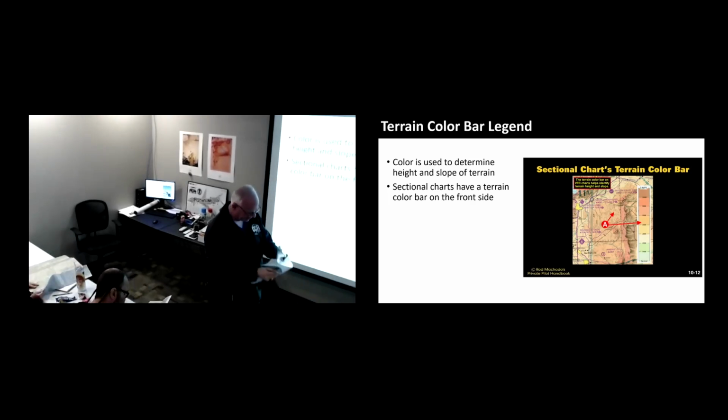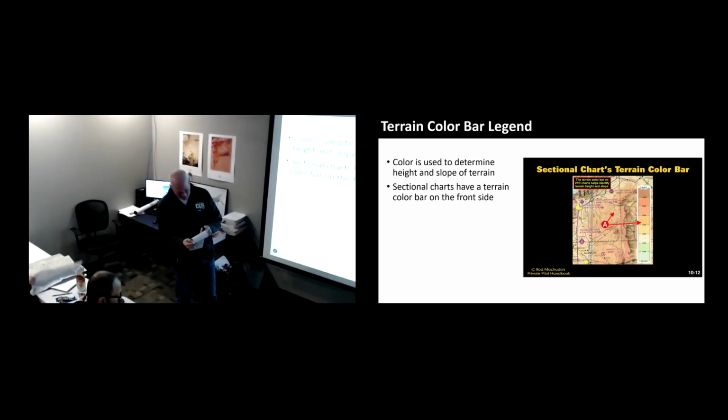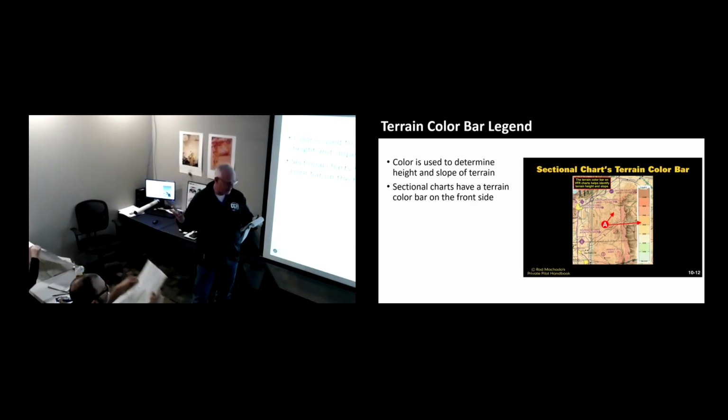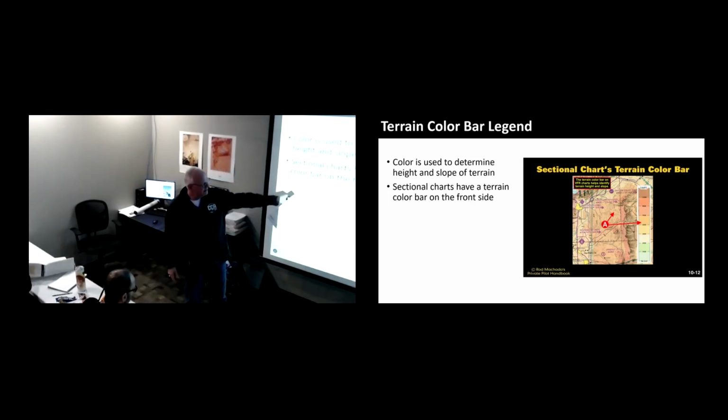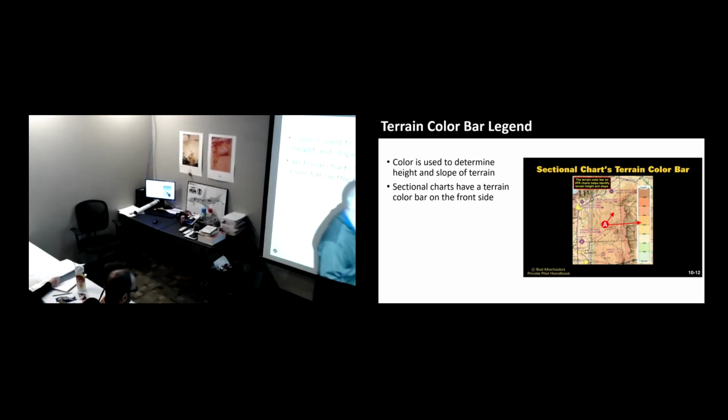So in these particular cases around here, we've got the contour lines that go up to about 4,050 feet. In this case, again, you can see if you look at the color legend on your chart, it goes from a light green up through the darker tan. That's indicating anywhere from sea level up to 4,050 feet on this chart.